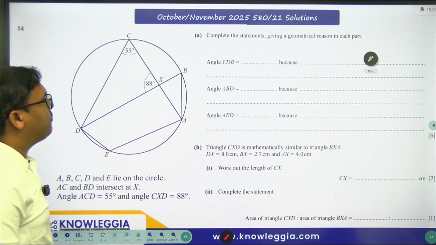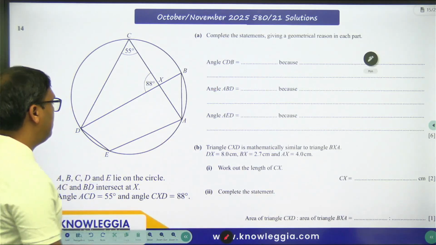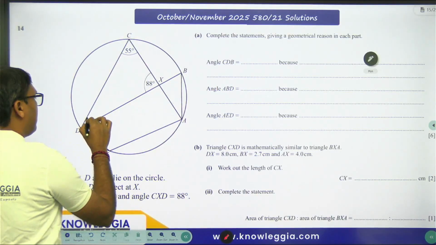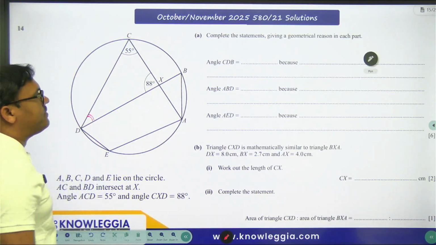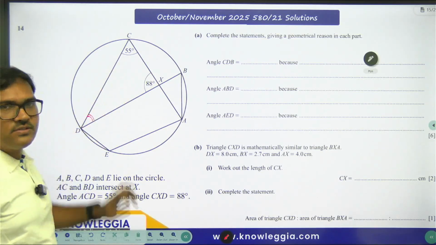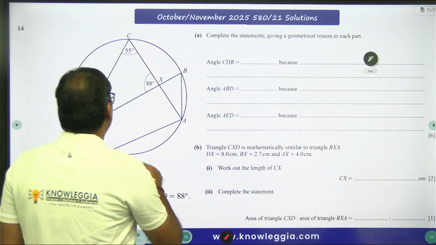So let's see. First question is, what is angle CDB? You have to find this angle. That is this angle. So first angle you can clearly see, this is the easier one. Sum of all the angles is 180 degrees. So what is this? This is 180.